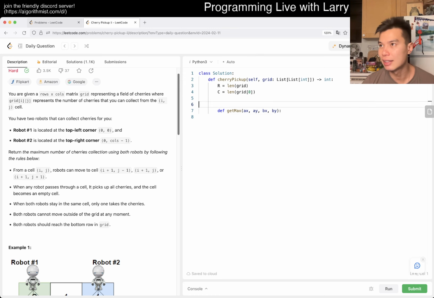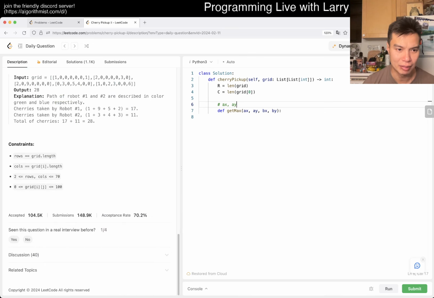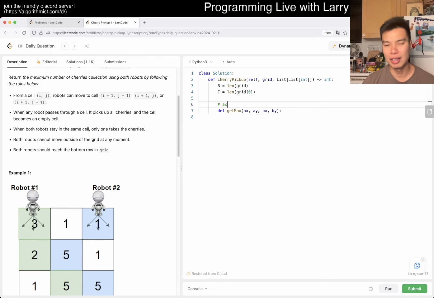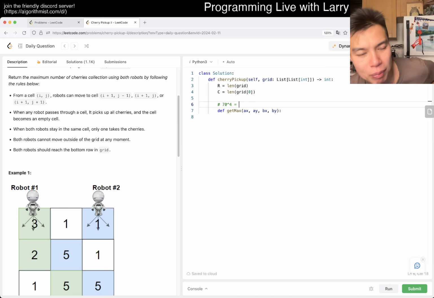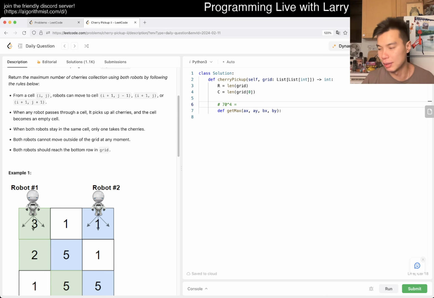The problem is that there are a lot of states. We have AX, AY, and looking at the constraints real quick, I think it's 70 by 70. So now you have 4 dimensions, each of them could be 70, and 70 to the 4th is, let me pull out a calculator, already 24 million. Each state has about 3 moves, so that's around 600 million, which is already too many things to calculate, in my opinion. So let's see if we can do a little better.